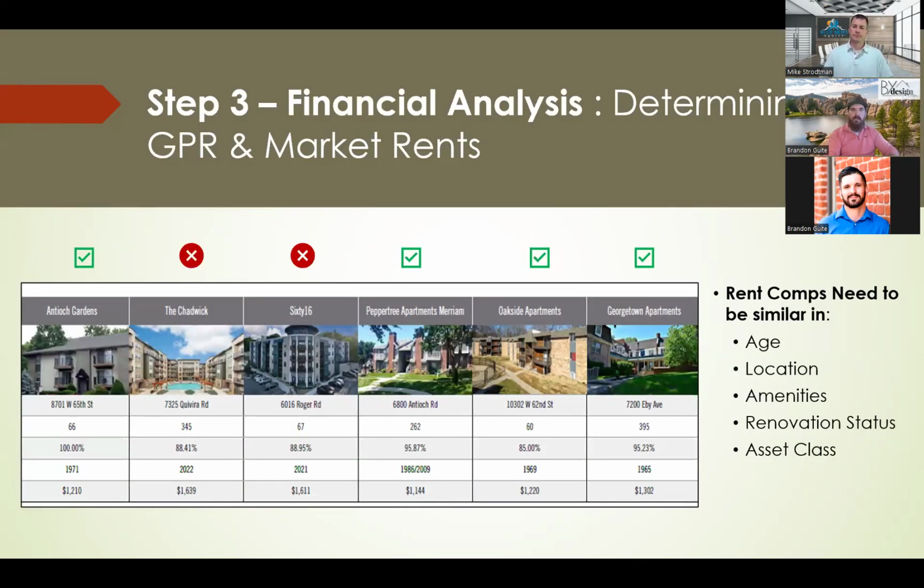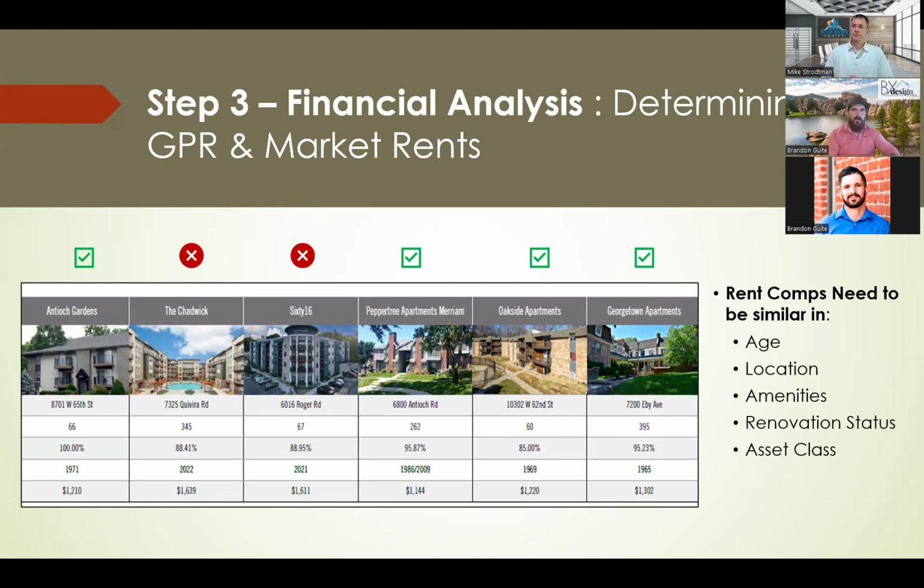All right. So once we get through that market analysis, we still like it. This is where we really dive in and go into the financial analysis. The biggest determining factor here, again, is that GPR. We're going to focus on that. What are the market rents? So this is where you really want to make sure that your sponsors or the brokers or the comps that you're making are in alignment.